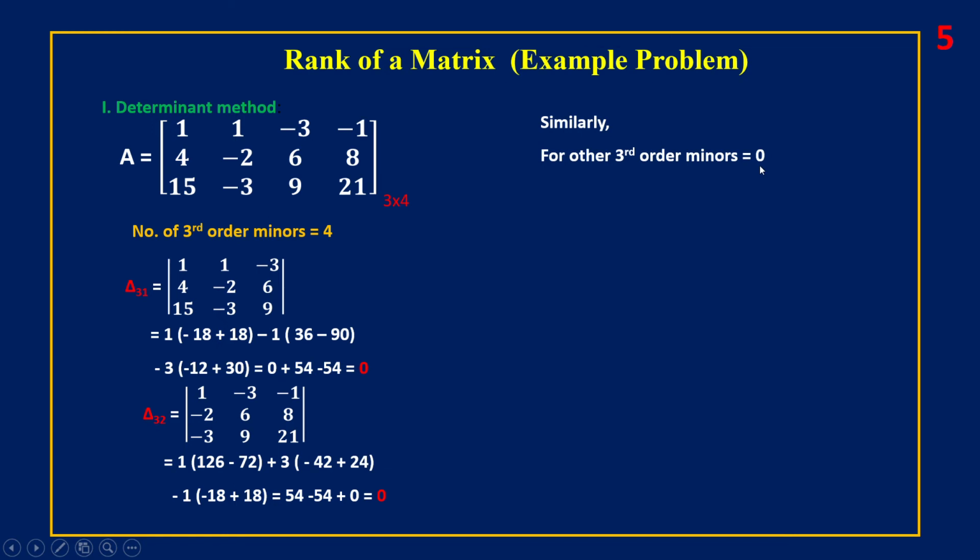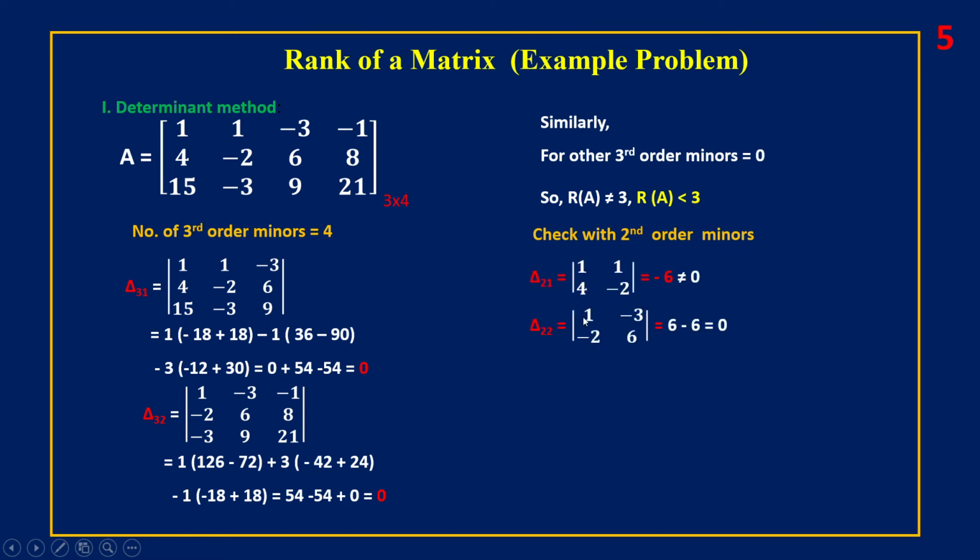The third order minor is equal to 0, so the rank of A is not equal to 3. We can conclude that the rank of A should be less than 3 only. So we can check for the second order minor.